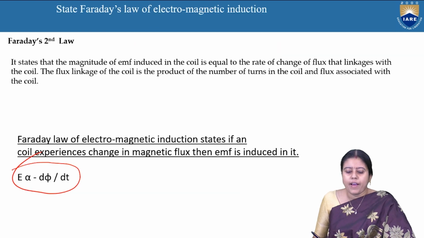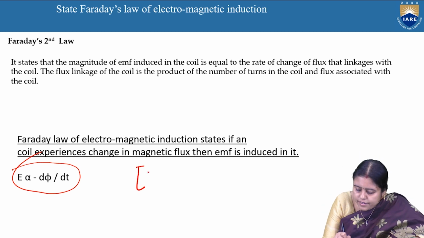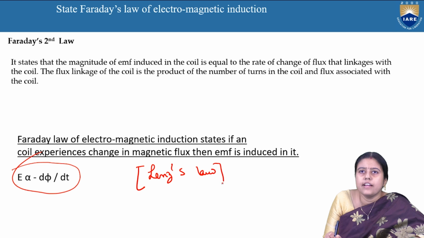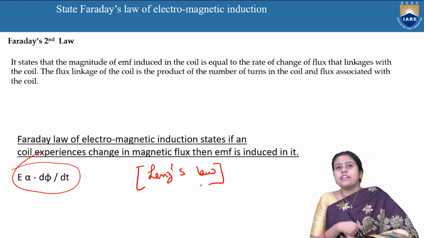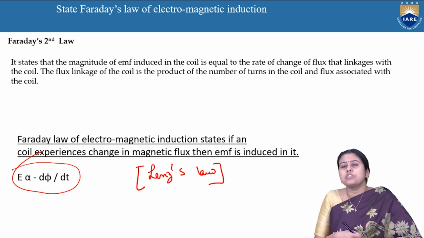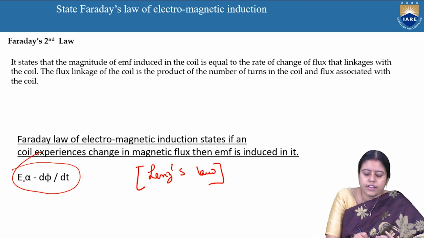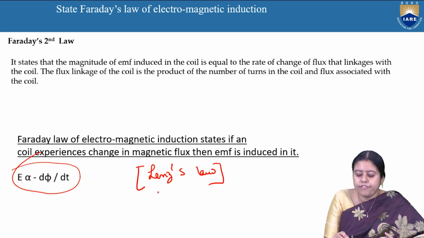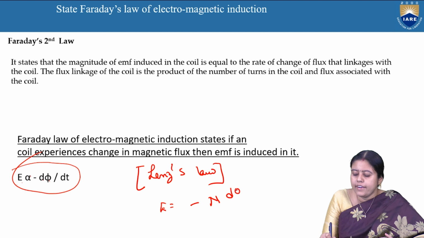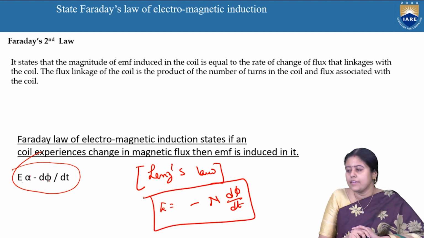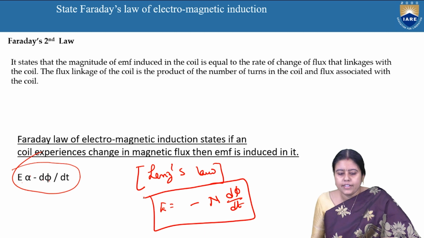And this minus comes from Lenz's law. What does Lenz's law tell? Lenz's law tells that the direction of the induced EMF will be such that it will oppose its cause. That's why E is equal to minus d phi by dt, and for a coil, E is equal to minus n d phi by dt.